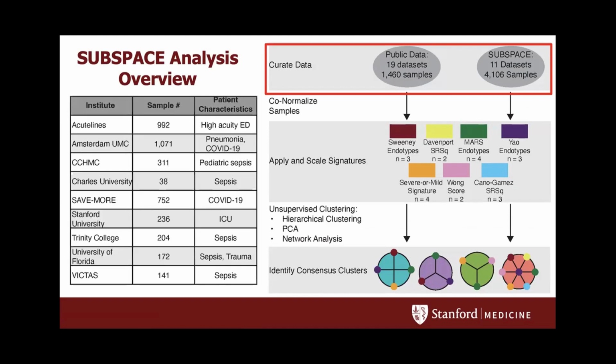So here's the subspace dataset overview. So a total of, again, about 4,000 samples from the peripheral blood from 9 international groups, including pediatric and adult patients, as well as viral and bacterial sepsis. And the goal here really was to identify overlap between these molecular signatures, to identify consensus biology, rather than necessarily identifying patient-level clusters.